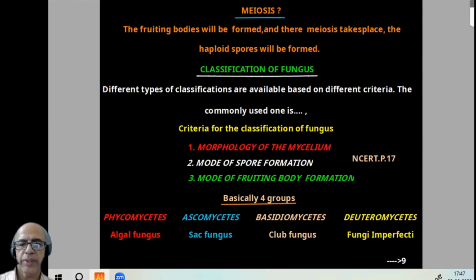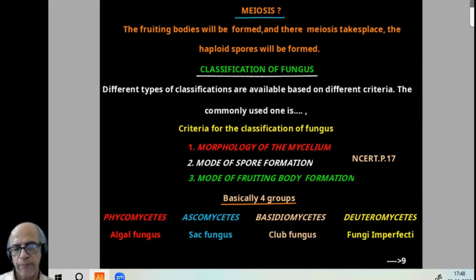Now comes classification of fungus. See, for any classification, different criteria, different models, different modes will be utilized. We'll be approaching more towards NCERT, because for the NEET exam, NCERT is the basic book in medical aspects. Different types of classifications are available based on different criteria. The commonly used one is the criteria for classification of fungus according to NCERT.